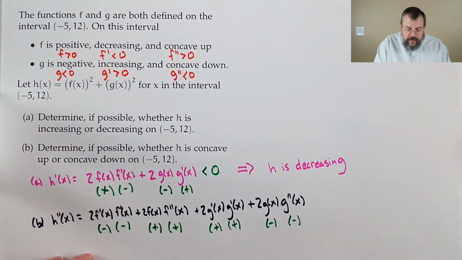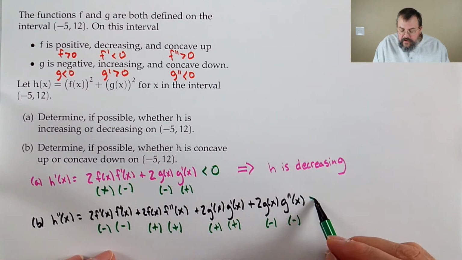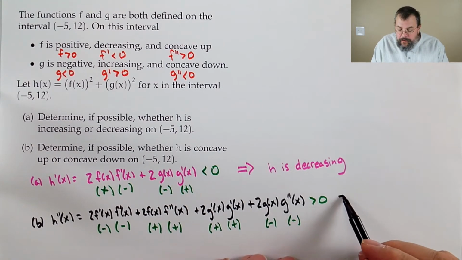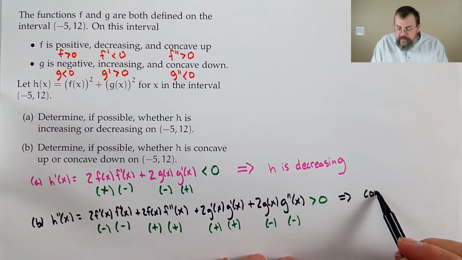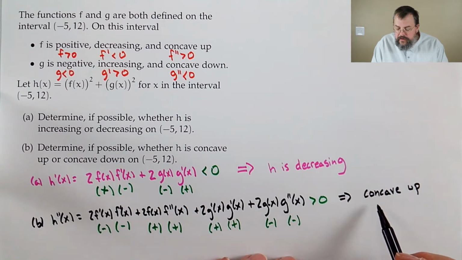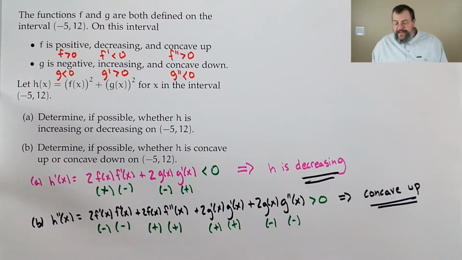Now what do you see? Well, if I multiply two negatives or two positives, the result is always positive. So I see a positive, positive, positive, positive, and therefore everything's positive, so the whole quantity is positive. So if h double prime is positive, what does that say about our concavity? Well, that tells us that we are going to be concave up. All right, so there we go. Decreasing, concave up. All right, nice.